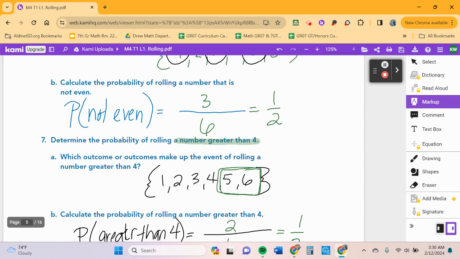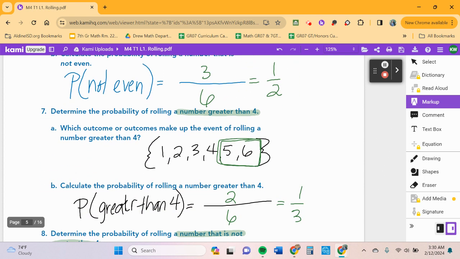Number 7, the probability of rolling a number greater than 4 is 2 out of 6 because those numbers that are greater than 4 are only 5 and 6. And that simplifies to be 1 out of 3 when we divide the top and bottom by 2.